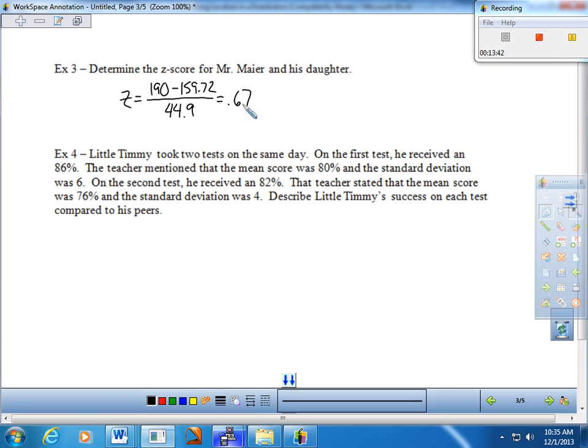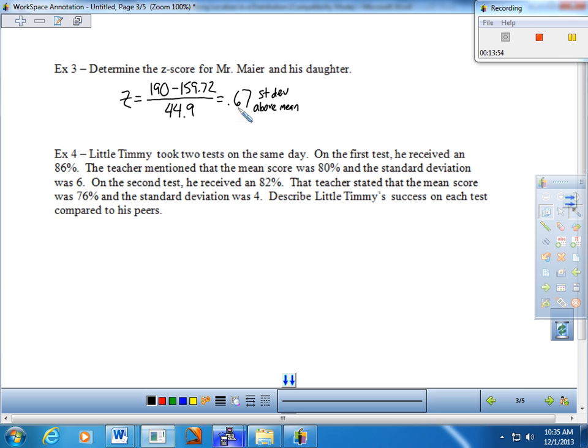And so what we would say is my score was about 0.67 standard deviations above the mean. Is that okay? Comparing it to the mean and standard deviation, that's what we would say. Not quite 1 full standard deviation above the mean, about 0.67 standard deviations above the mean.